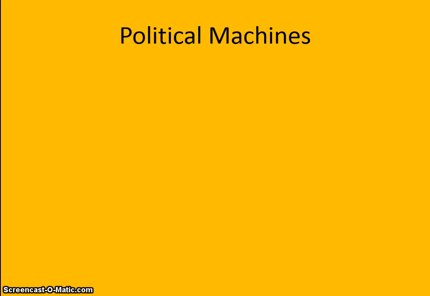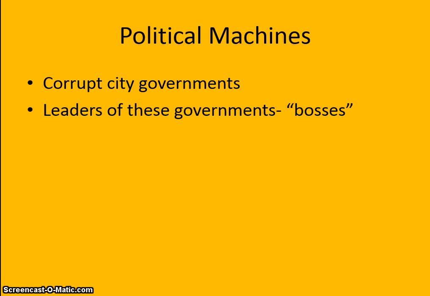Now, political machines. What political machines are is corrupt city governments. Okay, corrupt city governments. And basically what they would do is, as the immigrants were getting off the boats, they would tell them, you know what, you need a job, you need a place to stay, vote for me, and you have that. So they became extremely corrupt. Now, leaders of these governments were political bosses, or just bosses. Okay, political bosses.